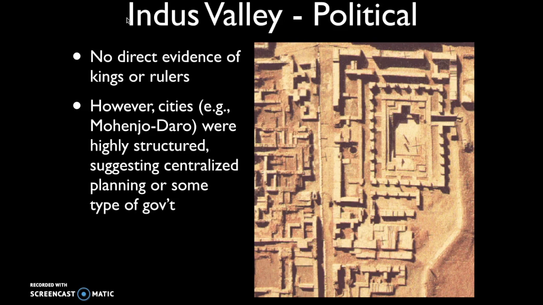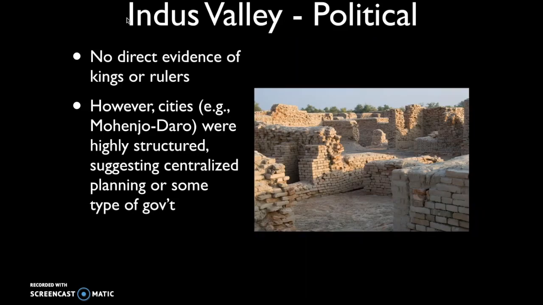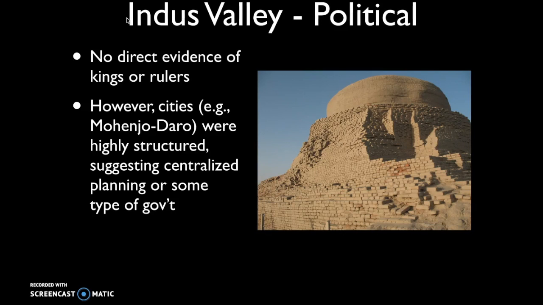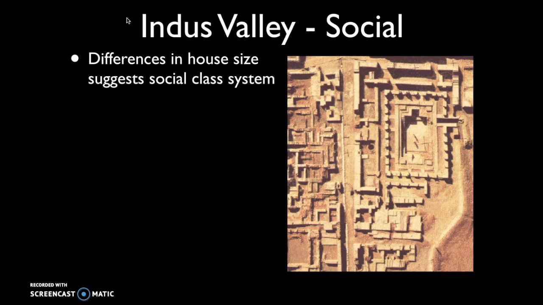These cities weren't just haphazardly created, and that suggests some sort of centralized power, some kind of centralized planning. You can also see it in the bricks. The fact that all of the bricks are a uniform size, well, who made that determination that the bricks should be uniform in size? That suggests that there had to have been some kind of centralized planning or some type of government in the Indus River Valley Civilization.